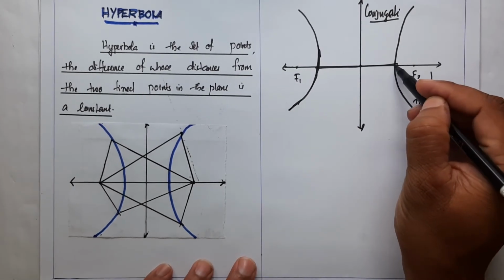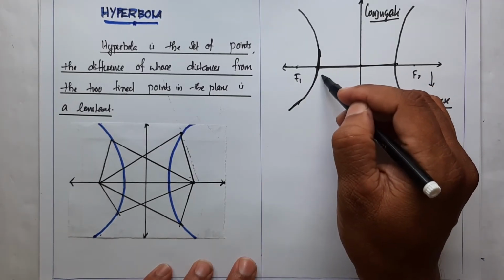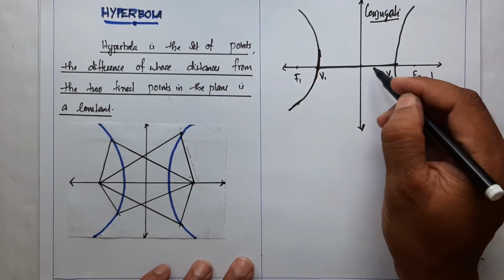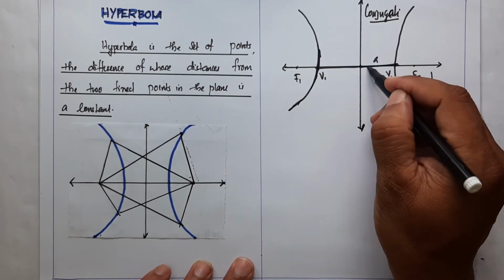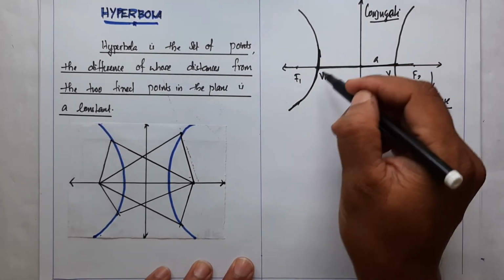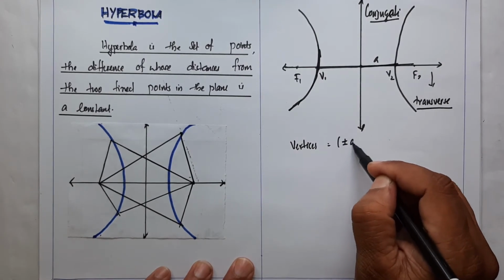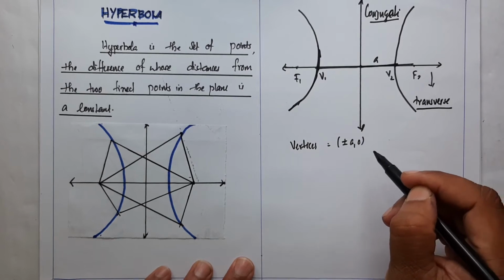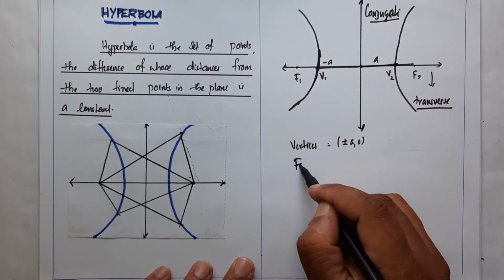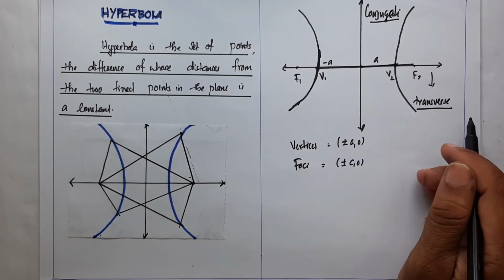And the points where this curve intersects the transverse axis are called vertices, which are V1 and V2. Similar to the ellipse, this distance we note as a and this distance is denoted as c. And therefore our vertices are plus or minus a, 0. Here a and this is minus a. And the foci are denoted by plus or minus c, 0.